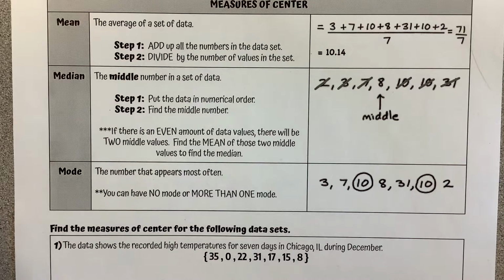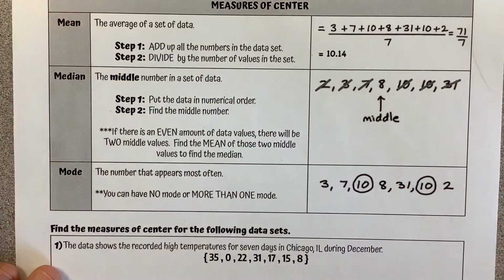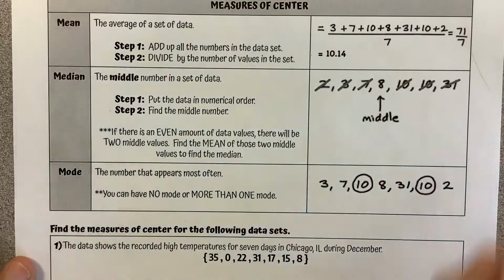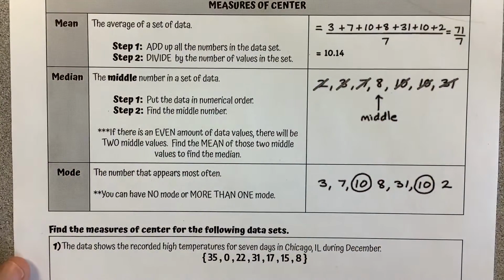How do we find that? We add up all of the numbers in a data set, divide by the number of values in the set, and here is an example of that.